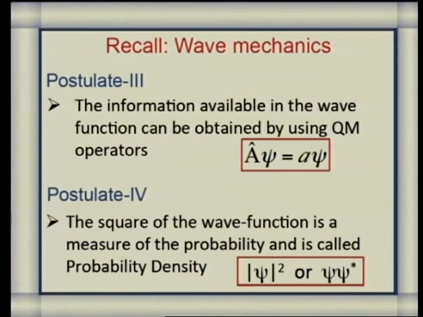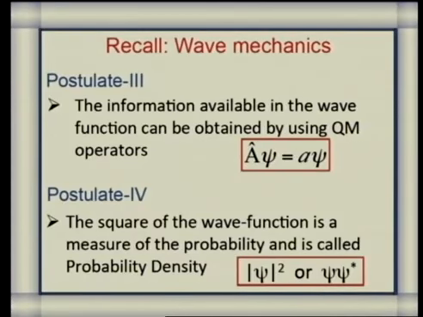The third postulate tells me how to get the information out of the wave function. For that, we take a suitable operator and operate it on the wave function obtained by solving the Schrodinger wave equation, and that in turn gives us the value of that particular property. So if I want to know about the momentum of the particle, I have the wave function from solving the Schrodinger wave equation, and I operate on it with the operator for momentum. What I get is the value of the momentum.